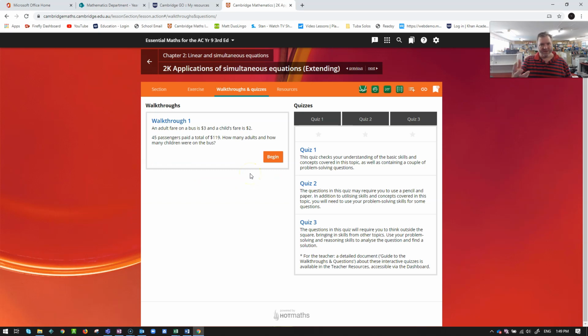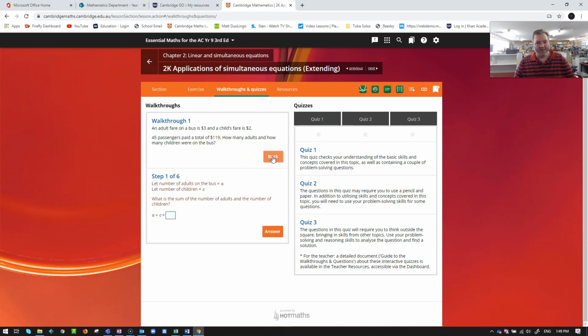Walkthroughs are great because they'll make you fill in answers as you go and they'll help you if you make a mistake. So an adult fare on a bus is $3 and a child's fare is $2. 45 passengers paid a total of $119. How many adults and how many children were on the bus? So step 1. Define your variables. They've done it for us here. They've let A be the number of adults on the bus and C be the number of children.